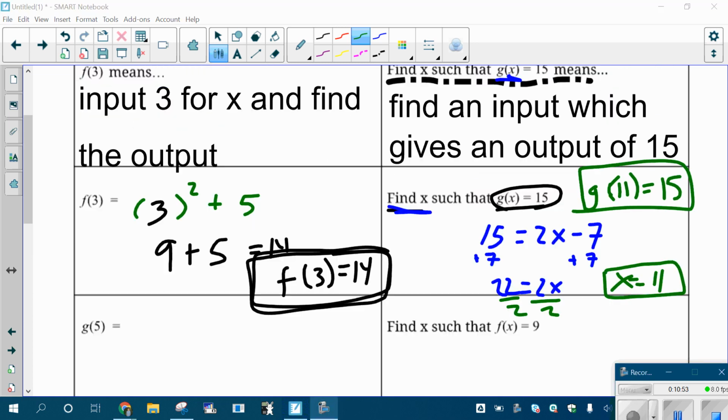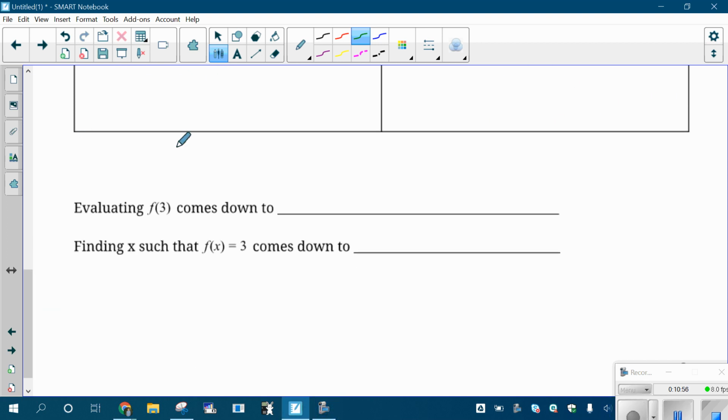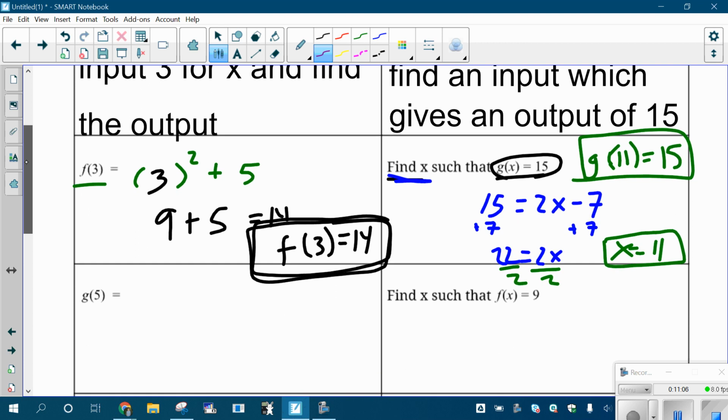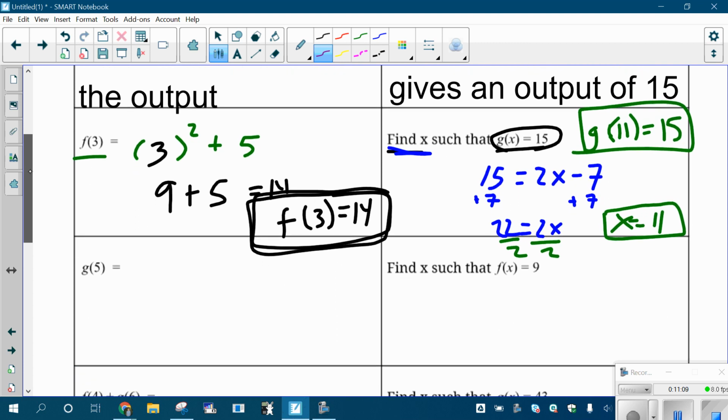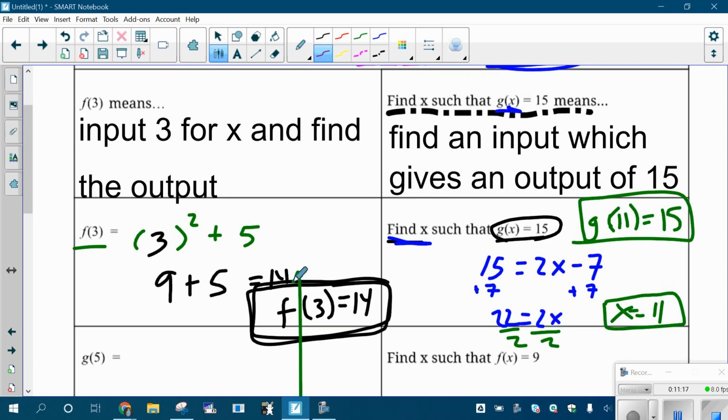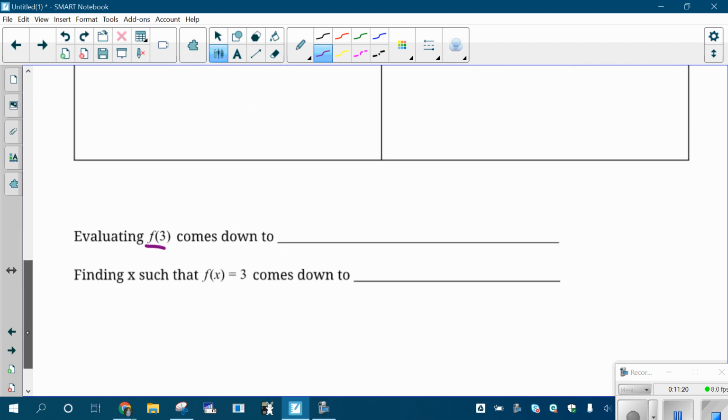And if you jump down here, I just want to summarize. F of 3, like we did right here, we didn't do any algebra. We just stuck 3 in for x and figured out what the output was. So if you actually want to evaluate f of 3, it comes down to plugging in for x. You don't have to do anything tricky. It's nothing complicated. It's not hard. You just got to plug in for x.